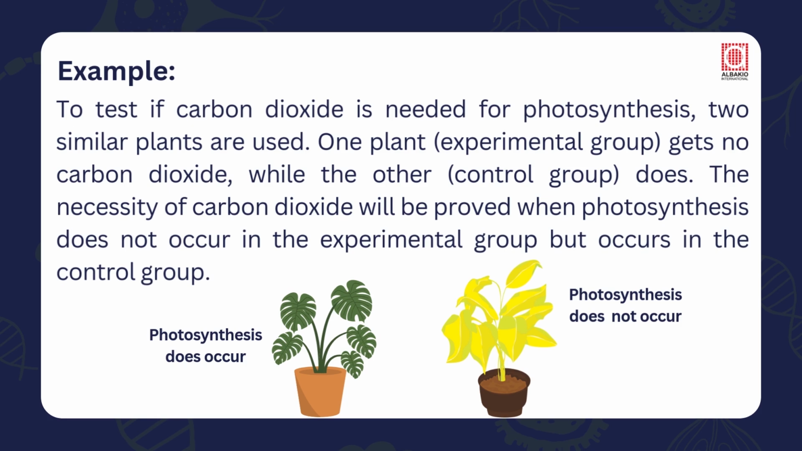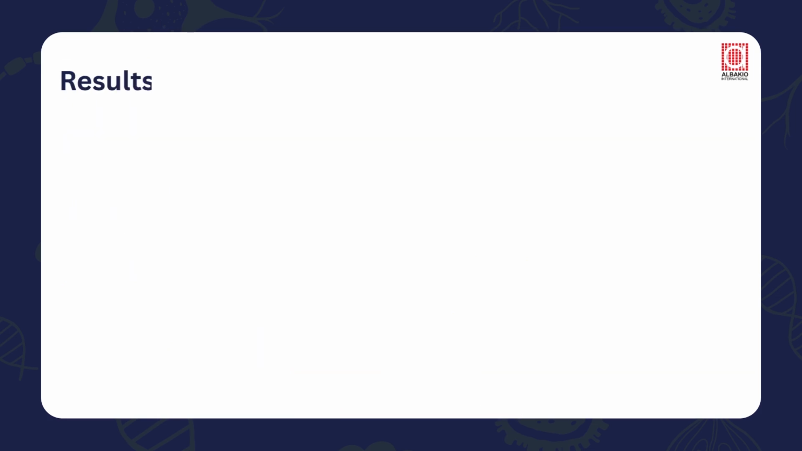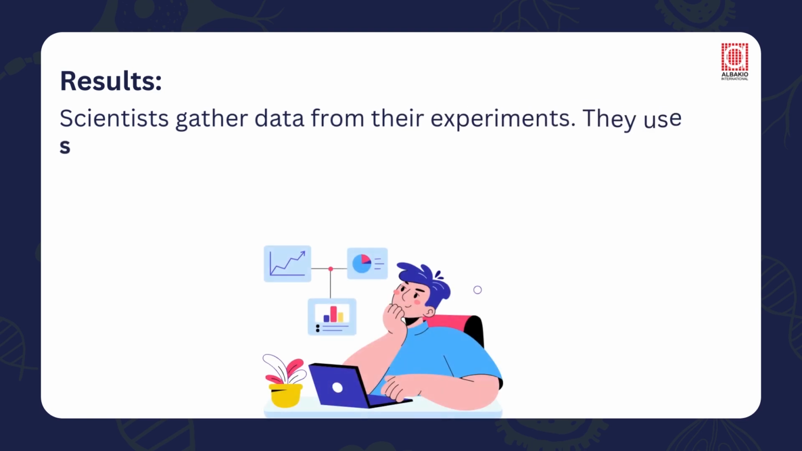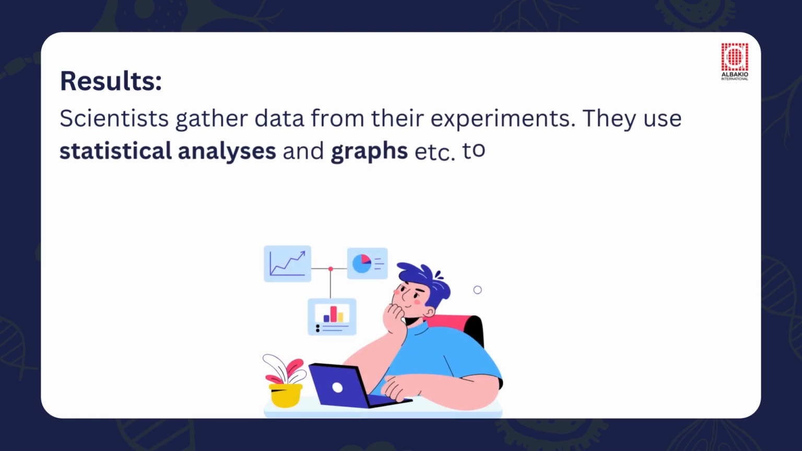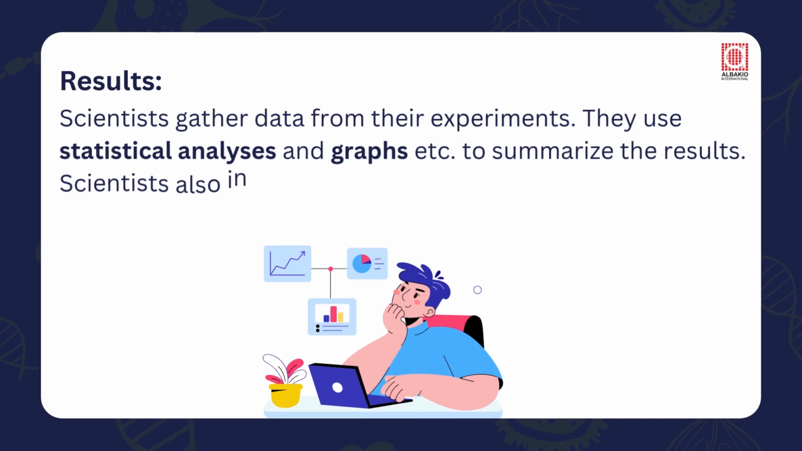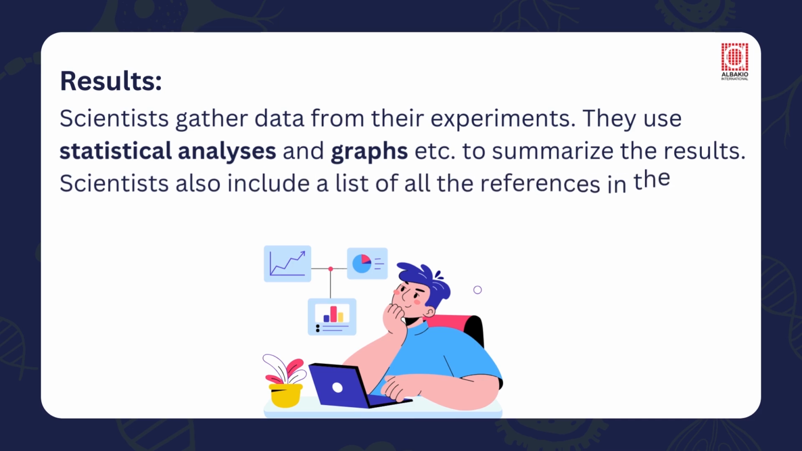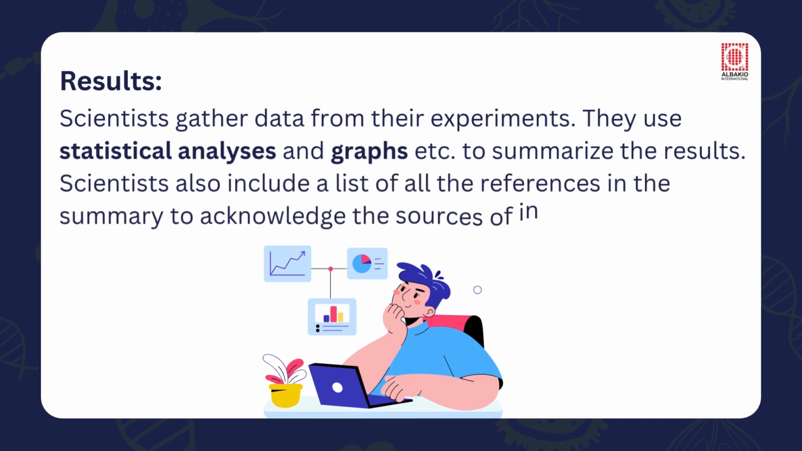Results. Scientists gather data from their experiments. They use statistical analysis and graphs to summarize the results. Scientists also include a list of all the references in the summary to acknowledge the sources of information.